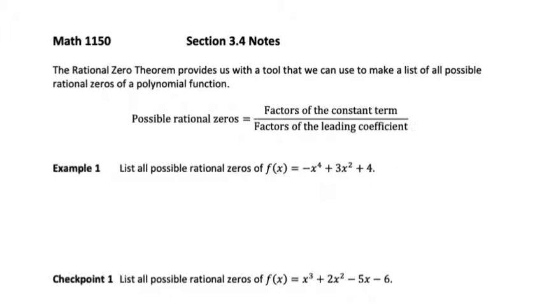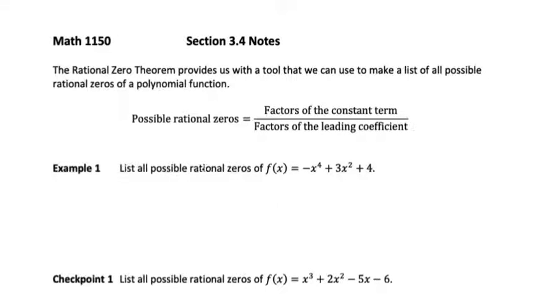The way that we make this list is we list the possible factors of the constant term, which goes in the numerator of the fraction. Possible factors of the leading coefficient go in the denominator. And then we make all possible combinations between those two lists of numbers. Now these are possible rational zeros, so not all of them are actually going to be zeros. But in order to be a zero for a polynomial function, it needs to be on this list.